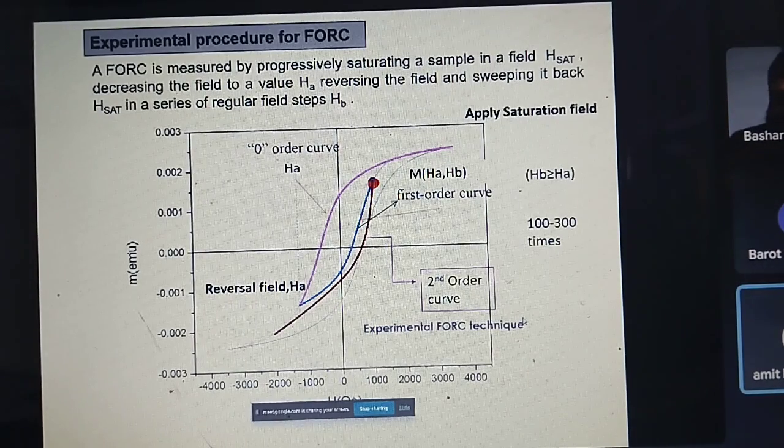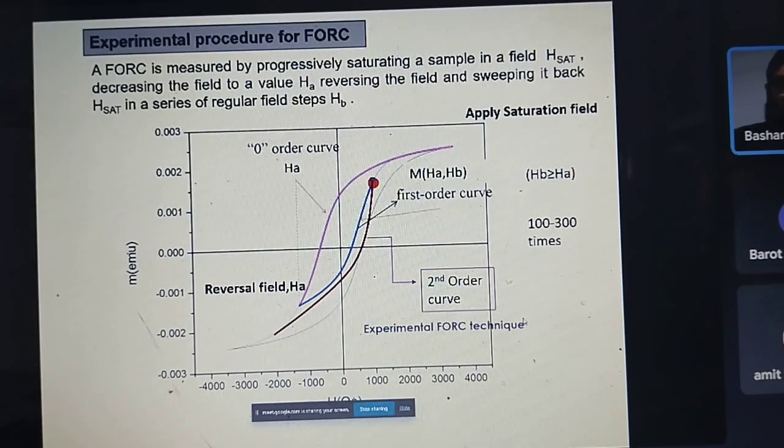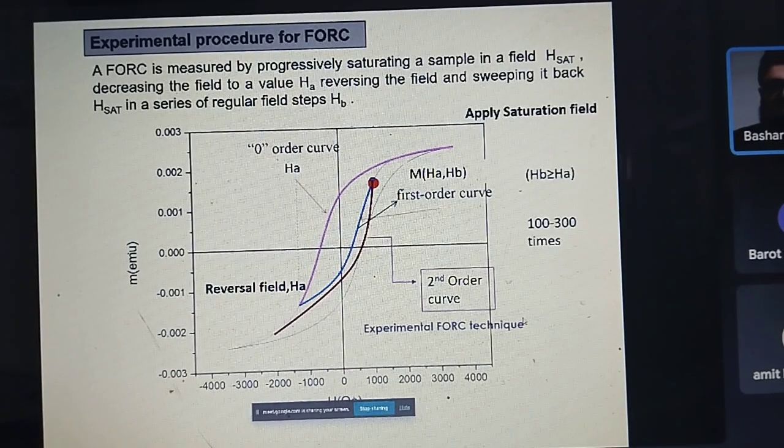In those loops, we can't get the saturation of them. No, you can't get. You only need to saturate your sample after every reversal, and once you saturate, you go to the next reversal, and then again saturate. Go to the next reversal, again saturate. This way you will get a distribution, a kind of curves. We call them first order curves.